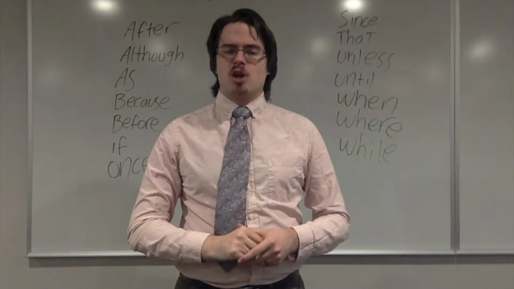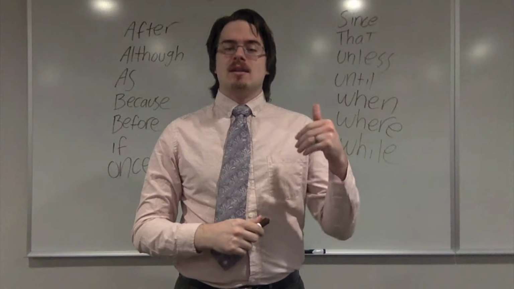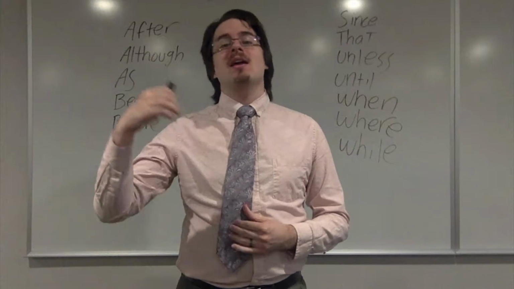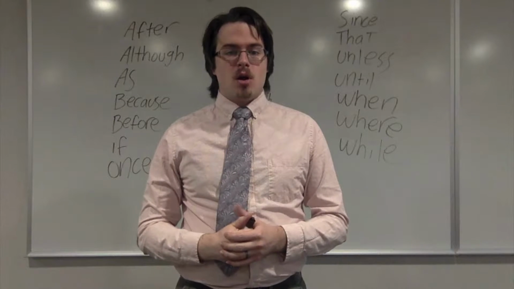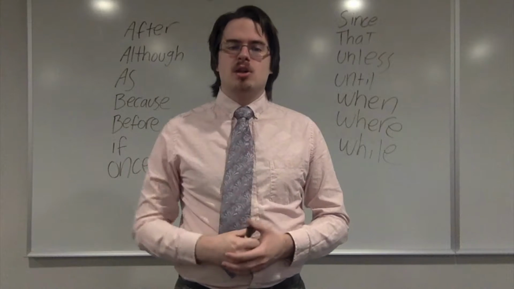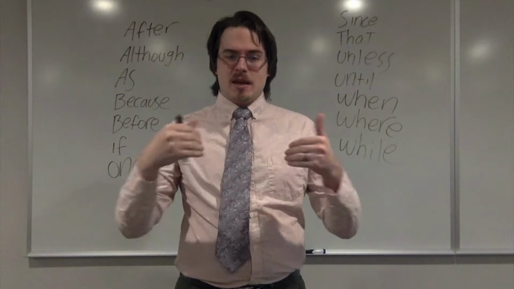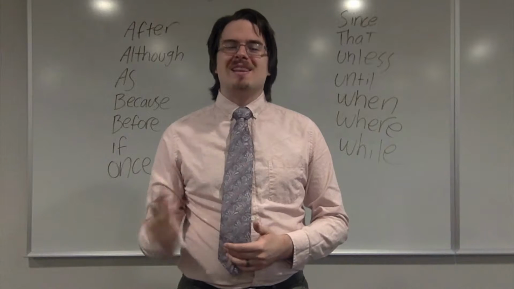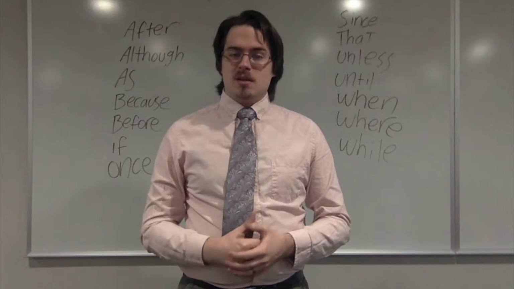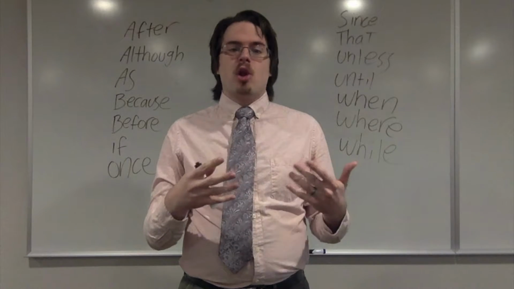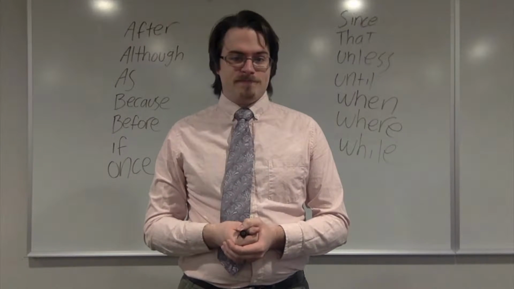Subordinating conjunctions are conjunctions that connect a dependent clause, also known as a subordinate clause, to an independent clause, also known as the main clause. An independent clause is a clause that can be understood and stand on its own, while a dependent clause only makes sense in relation to the independent clause. It depends on another clause for its context to be understood.